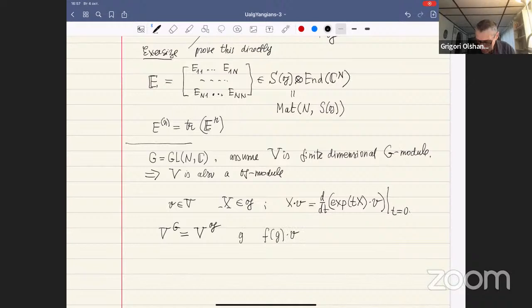So this is a vector valued function on our group G. It is analytic.